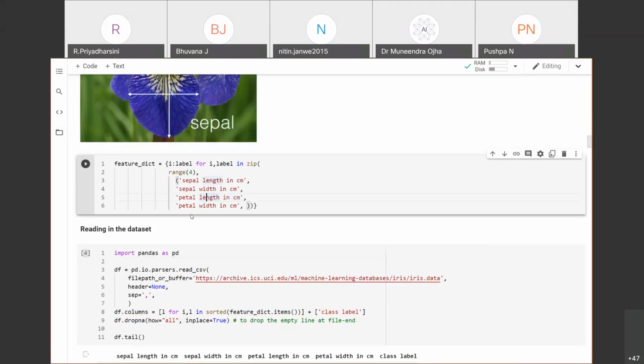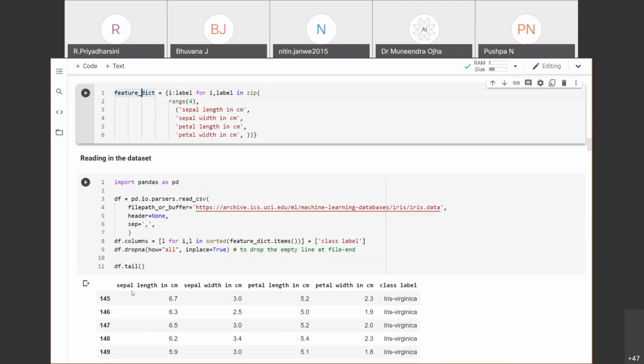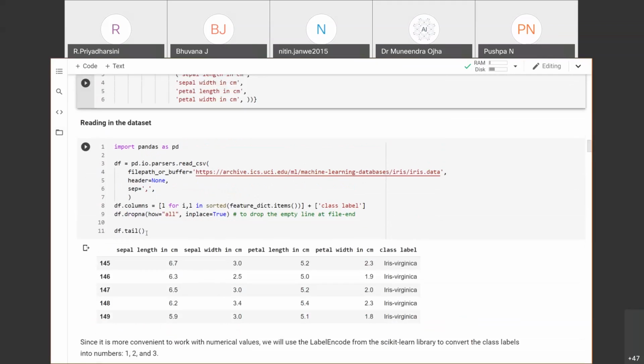All right. So we have created this feature dictionary in which these will be the headings. And now we have these samples. If I see the tail, the last five samples look like this: sepal length in centimeter, sepal width in centimeter, petal length and petal width in centimeter. And then finally we have the class label Virginica for all of them.